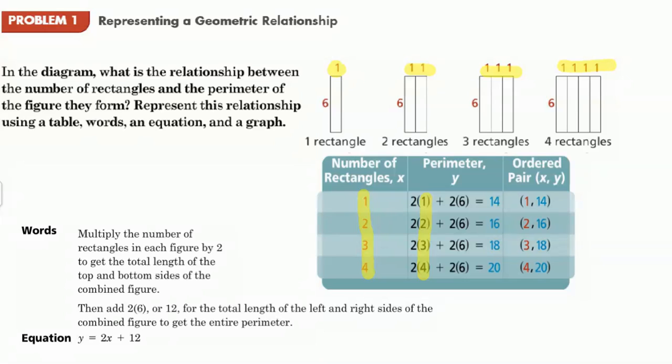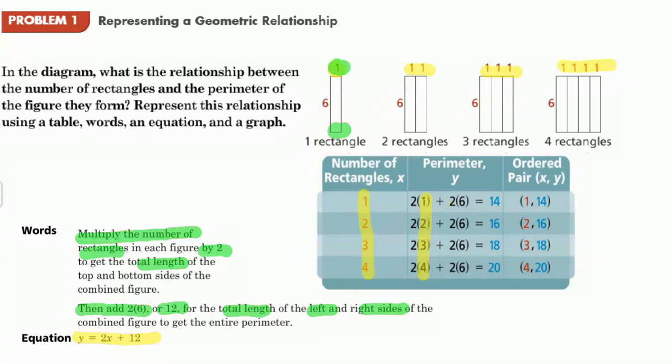So in words over here, we're going to say we're multiplying the number of rectangles by 2 to get the total length. And we're going to do that for both the bottom and top sides of that figure, which is the top here and the bottom here. Then we add 2 times 6, or 12, to get the total length for the left and right sides of the figure. So since it's 12, we're going to go ahead and write this now as an equation: y equals 2 times x plus 12.